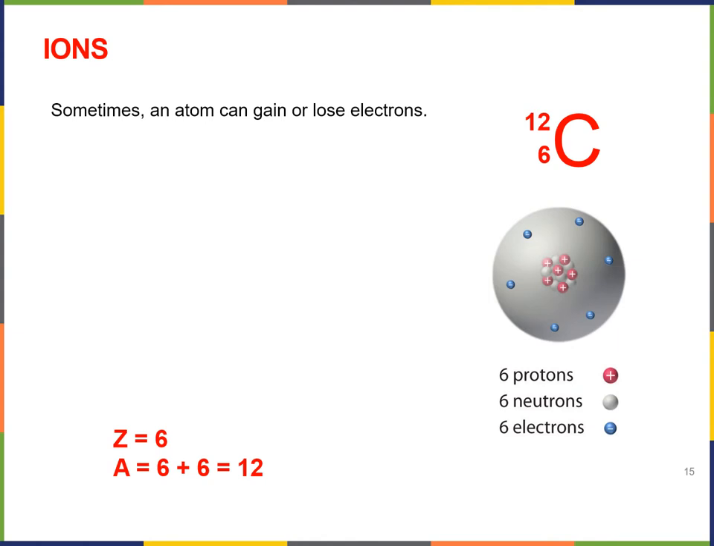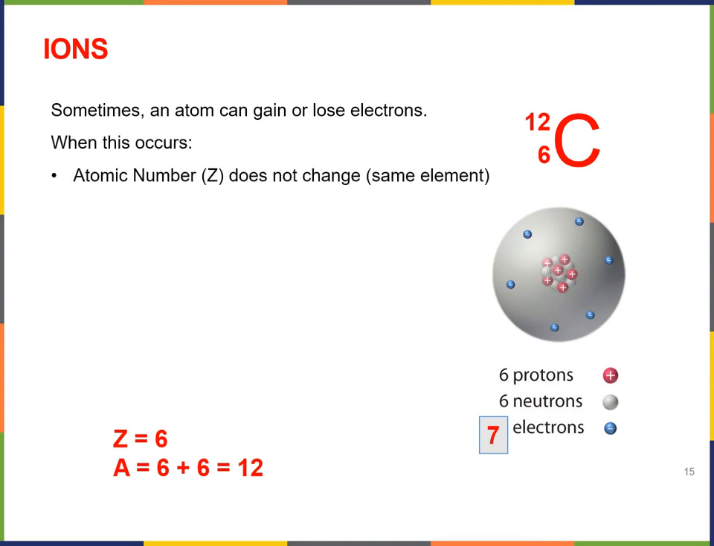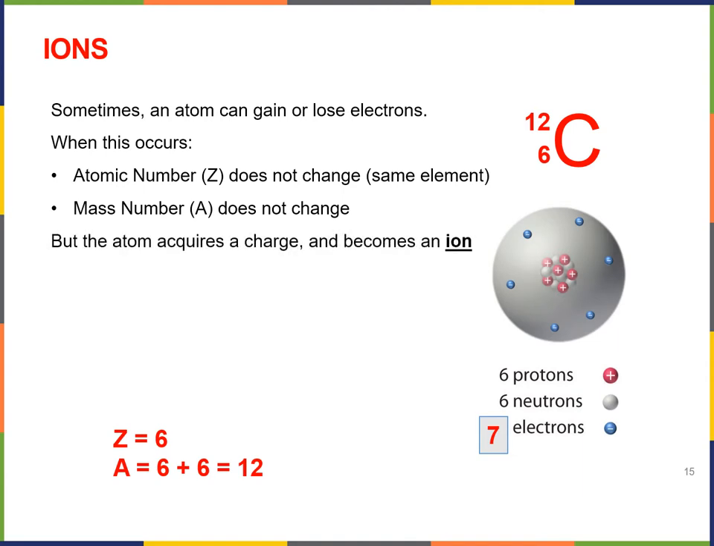Sometimes an atom can gain or lose electrons. In this case, the identity of the element is still defined by the number of protons, or by the atomic number. So let's say we have carbon that has gained one electron, and so it has 7 electrons now. Now, we haven't really talked very much about charge. Now we have 6 protons, each proton has a charge of plus 1, and 7 electrons, each with a charge of minus 1. And so the atomic number has not changed, the mass number has not changed, because the electrons do not affect the mass number, but there is a net charge.